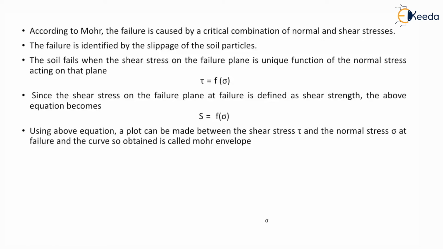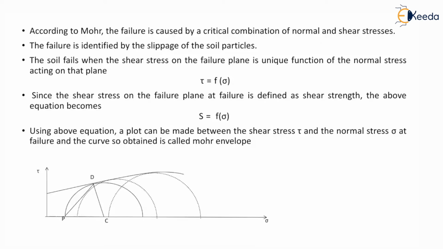It means for different combinations of major and minor principal stress, we will get different values of shear stress and normal stress at failure. And if we plot these values on a graph, we will get a curved line. This curved line is called Mohr envelope. And there is a unique failure envelope for each material.